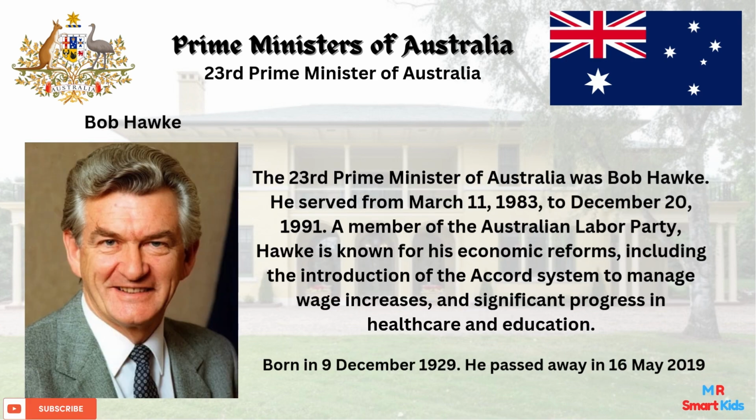The 23rd Prime Minister of Australia was Bob Hawke. He served from March 11, 1983, to December 20, 1991. A member of the Australian Labor Party, Hawke is known for his economic reforms, including the introduction of the accord system to manage wage increases, and significant progress in healthcare and education. He was born on December 9, 1929. He passed away on May 16, 2019.